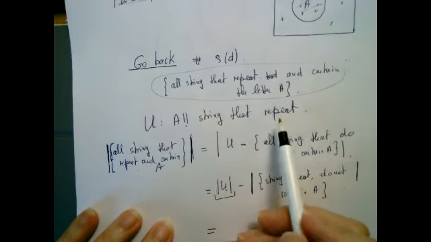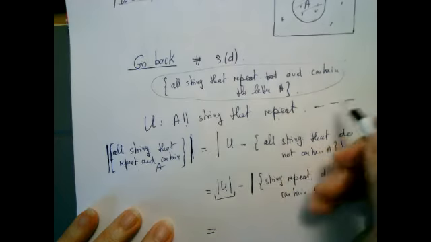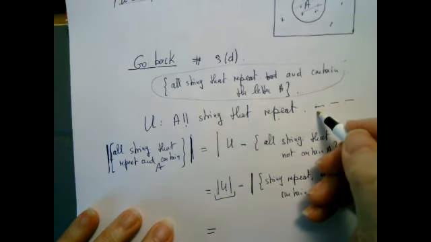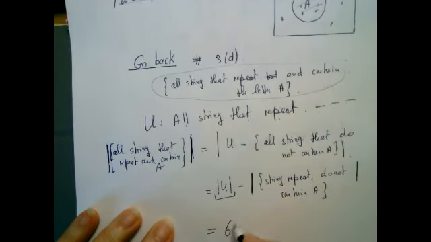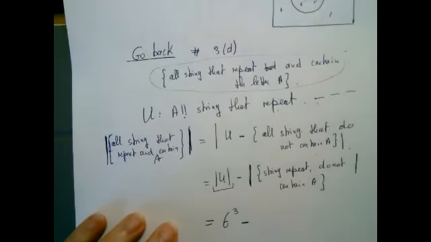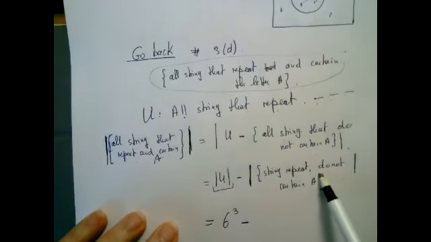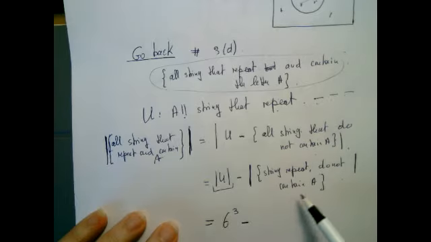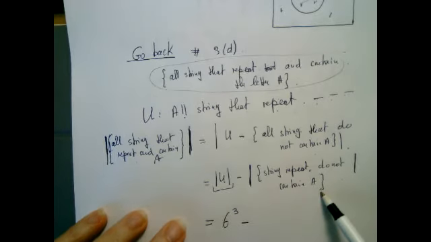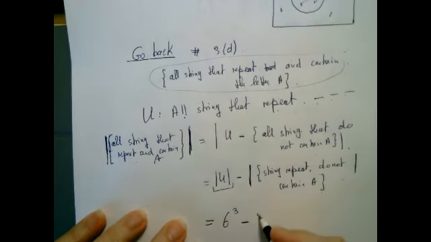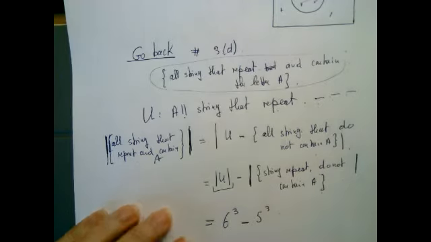All strings that repeat. Since I have three positions, it's going to be 6 times 6 times 6, 6 to the power 3, minus those that repeat but do not contain A. How many possibilities do I have? 5 to the power 3. And that's the end of the problem.